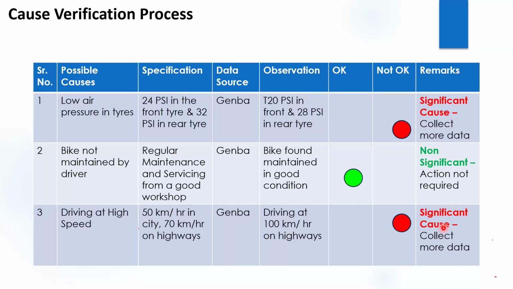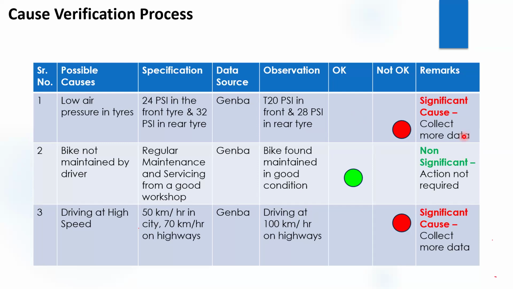Clear? How to do a cause verification process? Write down all the causes. Write down the specification. Check at the Gemba. 3G concept. Always remember the 3G concept: Genchi Genbutsu. Go to the Gemba and check the data. Observe the condition, the real fact, and put it either okay or not okay. If it is not okay, then you can treat it as significant. So we need to collect more data. So accordingly, you can do all the cause verification process.